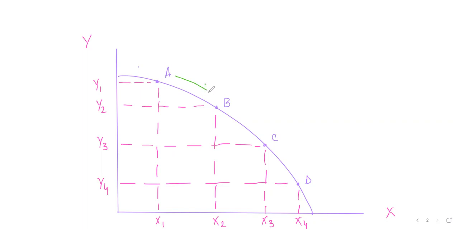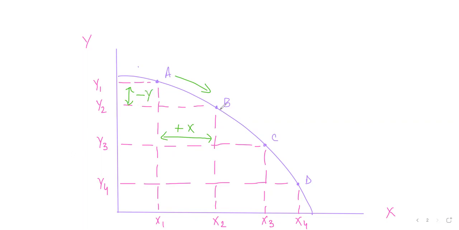So when the economy initially moved from point A to point B, you had to give up this many units of Y to get this many units of X. So this was the increase in X, and this was the negative Y, the decrease in the quantity of Y.